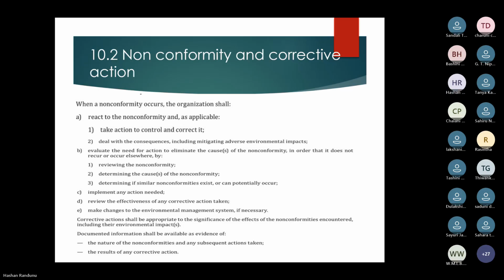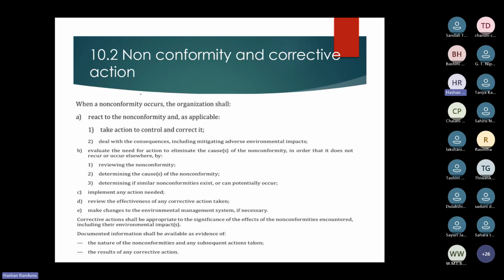Corrective actions shall be appropriate to the significance of the effects of the nonconformities encountered, including their environmental impacts. Documented information shall be available as evidence of the nature of the nonconformities and any subsequent actions taken, and the results of any corrective actions.